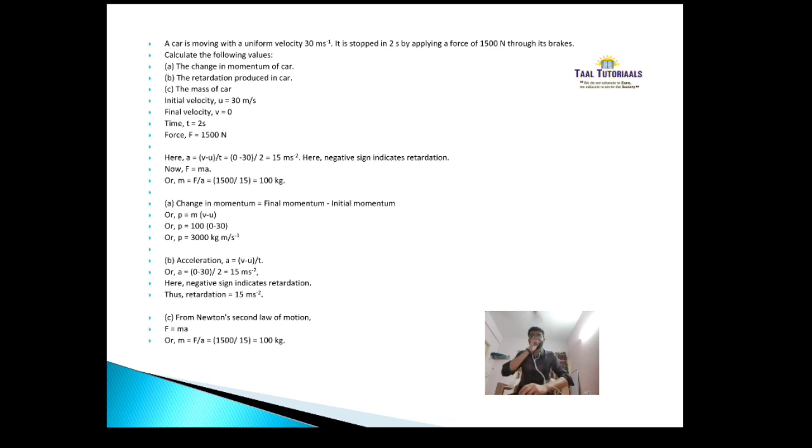The second question was finding acceleration, that is a is equal to, I have already shown you in the last step, that it comes to minus 15 meter per second square, but as it was asked in the question, I have shown you again, please go through that. And the last question was finding the mass. Again I have shown you before, f is equal to ma and m is equal to f by a, that is 1500 by 15, and it sums up to 100 kg.